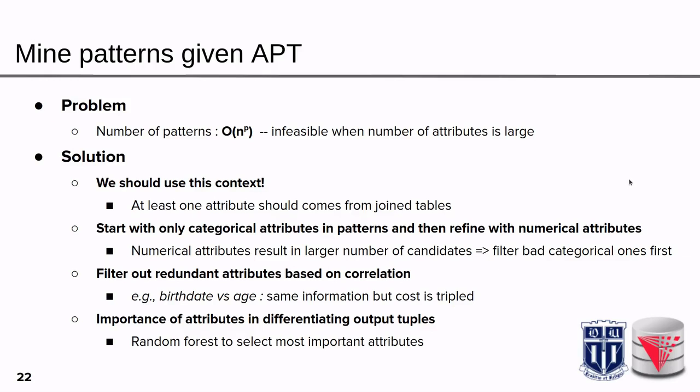Also, we only need to consider one of the many correlated attributes. For example, birth date and age are highly correlated. If we enumerate patterns for both attributes, the cost is tripled, but the patterns are telling the same story, thus leading to redundancy. Finally, we use random forest to select important attributes that help differentiate the two user input tuples.